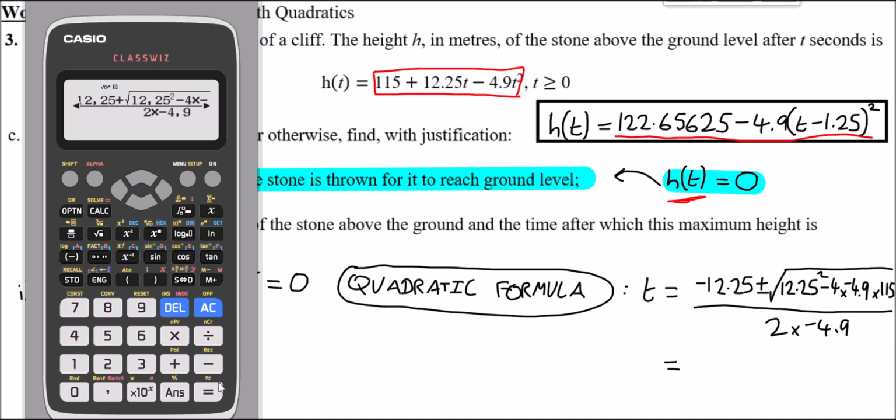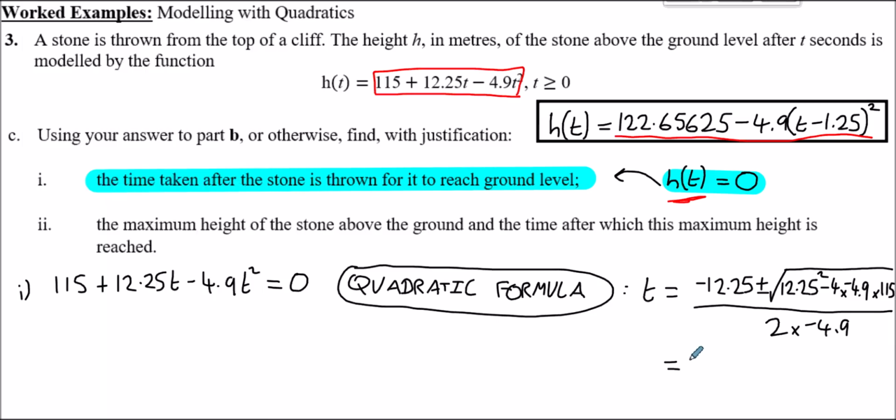So that's going to give us this value here, which is, as a decimal, minus 3.75, so we get t as a negative value, which doesn't really make sense. When t is negative, that's before the stone is thrown, so we're going to reject this root here.